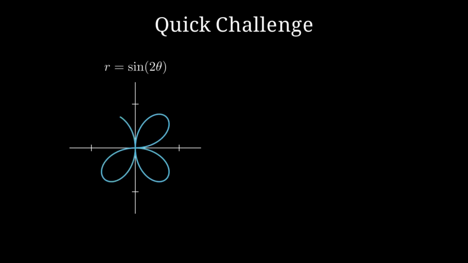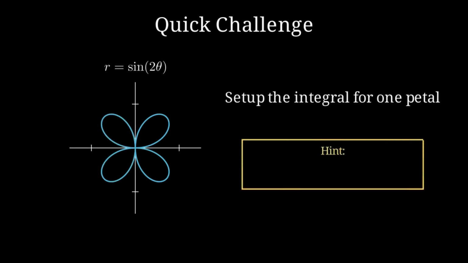Try this. How would you set up the integral for just one petal of the 4-petaled rose r equals sine of 2 theta? Think about the limits needed to start and end at the origin. The answer involves integrating from 0 to pi over 2.